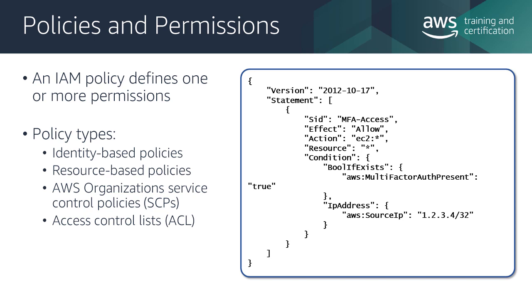This is an example of an IAM policy document that's going to allow the user to do whatever they want on EC2 against any EC2 asset, as long as they're using multi-factor authentication and as long as they're calling in from IP address 1.2.3.4. Very specific, it's a /32. You don't have to be able to write these from scratch, but you do need to be able to read the JSON document that is part of an IAM policy.